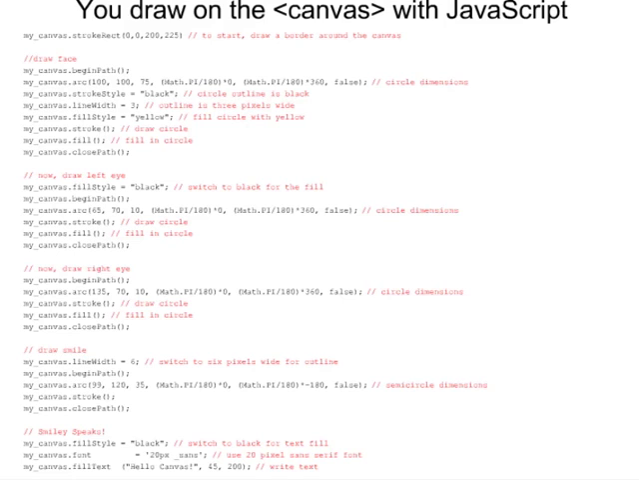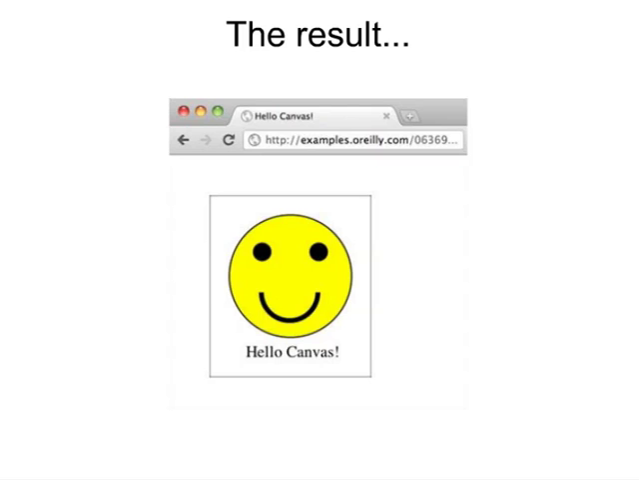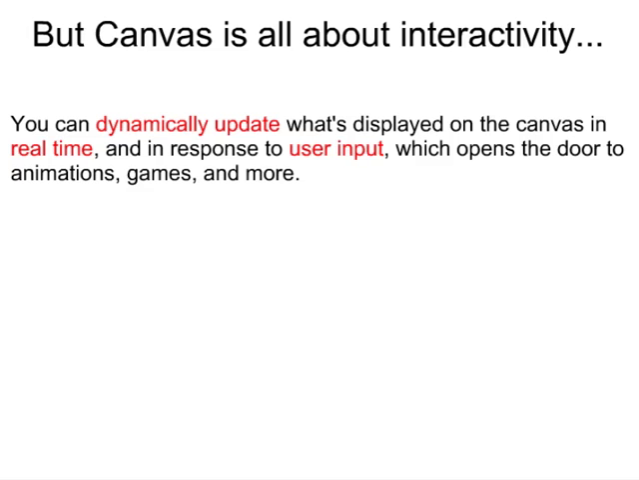So that's how you would draw an element on the canvas. And the code that you see there on this slide actually produces the following image: a smiley face with Hello Canvas below it. So again, that code draws this image. And that's really cool, but that's an awful lot of code to draw a smiley face when you could just embed an image on your web page.